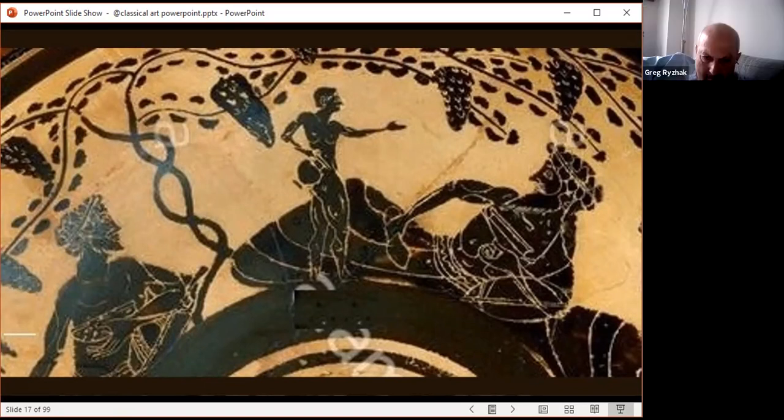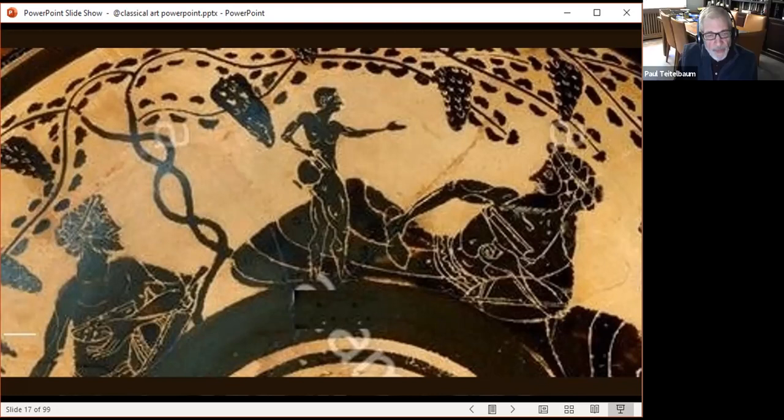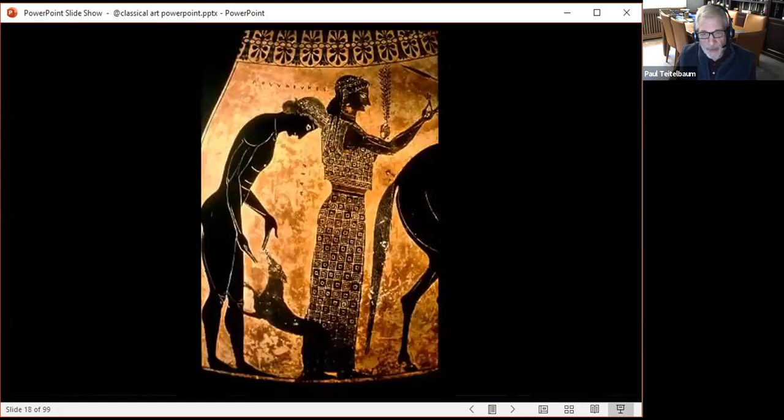So, to review Black Figure, we've been spending a lot of time on it. Let's talk about what Black Figure does, its strengths and weaknesses. Because of the black silhouette against the bright surface, Black Figure is extremely good at depicting gestures. See the gestures of the hands of the figure on the left and the woman in the center.